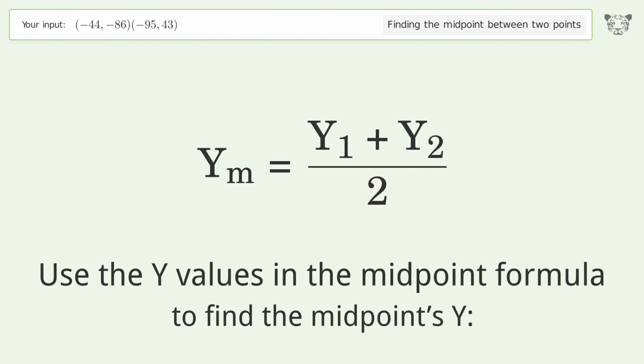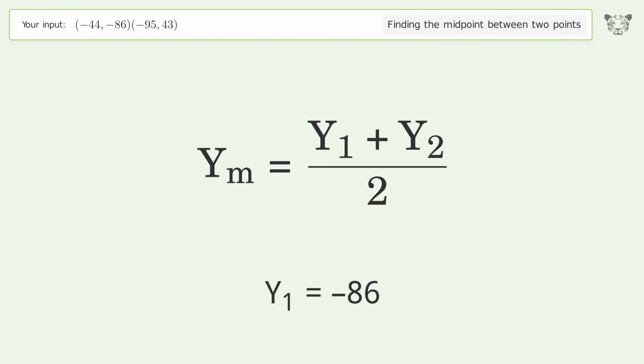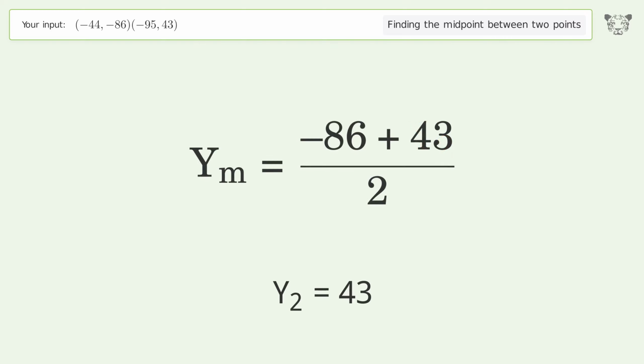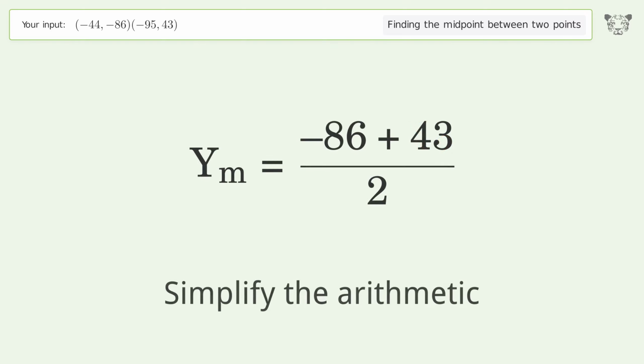Use the y values in the midpoint formula to find the midpoint's y. y1 equals -86. y2 equals 43. Simplify the arithmetic.